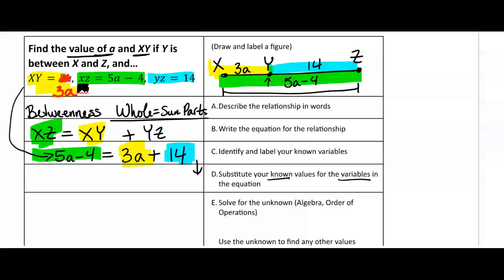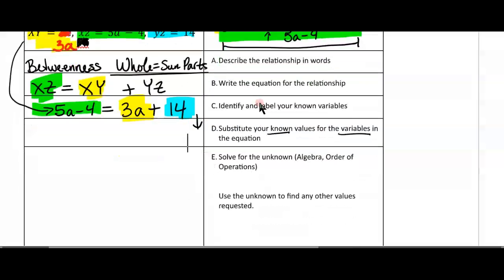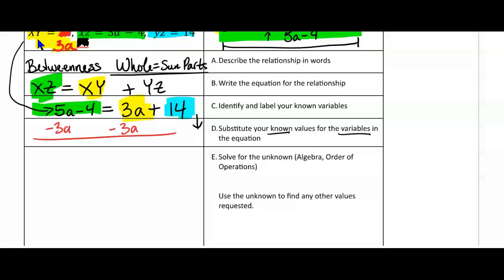So I've substituted. Now I can solve for my unknown, and this is where I'm going to use my algebra, order of operations. First of all, our first step if we have variables on both sides and we don't have any terms to combine is we want to get down to just one variable term. Which variable term do you guys want to get rid of? The 3a. All right. So to cancel out a 3a, I'm going to subtract a 3a from each side, leaving me 2a minus 4 equals 14.